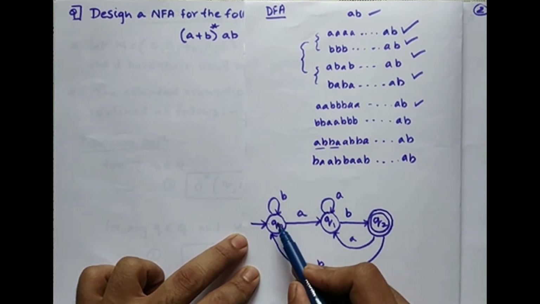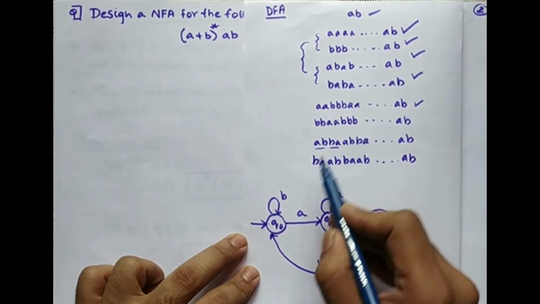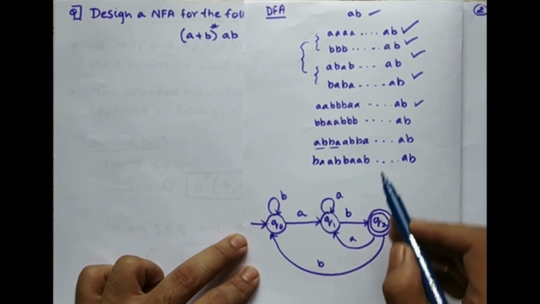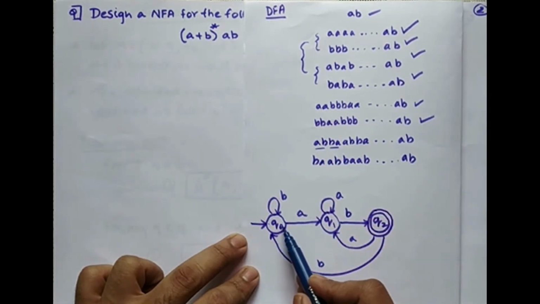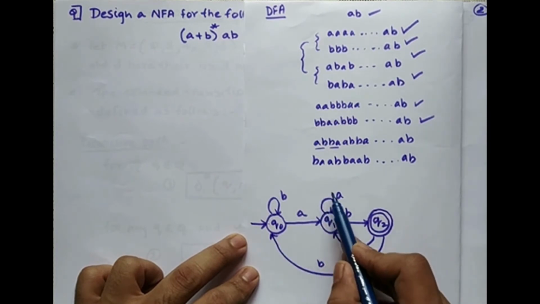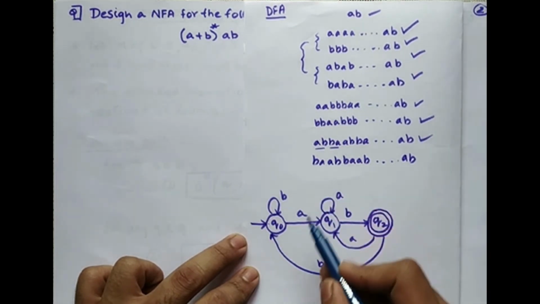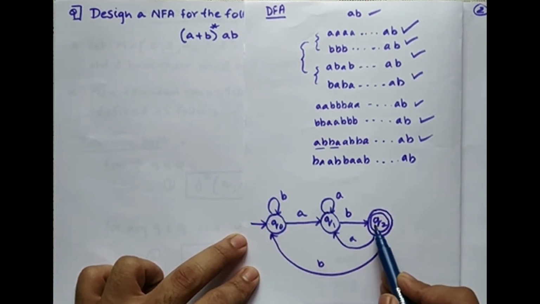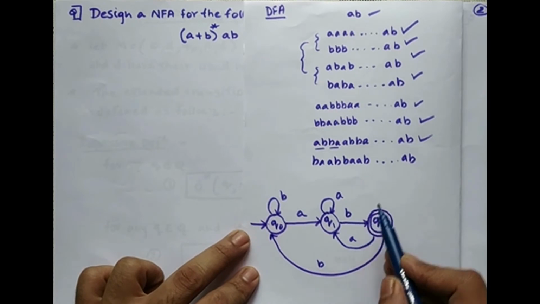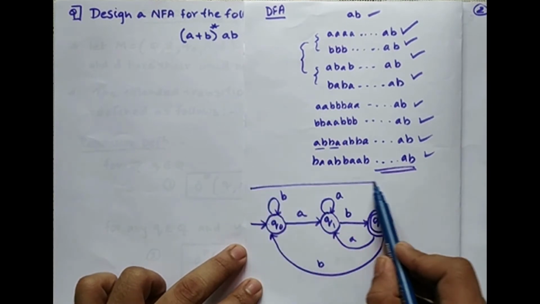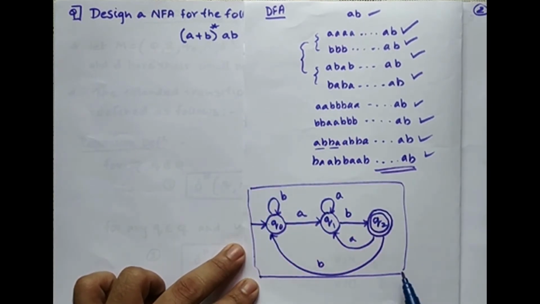Then first B's, I'm trying this string now. First B's, then some A's, then B's, some A's, and so on, ending with AB, accepted. Then AB, BA, BA and so on, ending with AB, accepted. And BAAB, BAAB and so on, ending with AB. So this is also accepted. So the DFA that we get is this DFA. This is the required DFA.